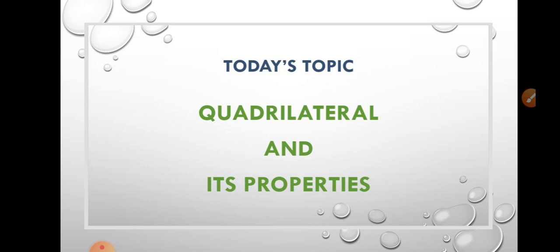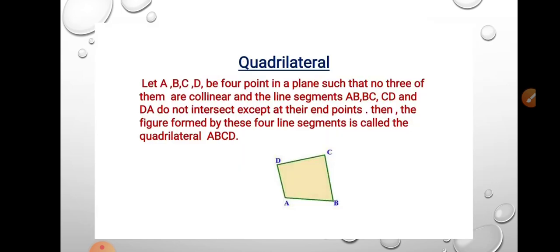So what is a quadrilateral, or what is the meaning of this word? The word quadrilateral has originated from two words. The first one is quadri, which means four, and lateral means side, that is, four sided. So a quadrilateral is a four sided closed figure in a plane. Look here, just like A, B, C and D. Here A, B, C, D are four points in a plane such that no three of them are collinear.